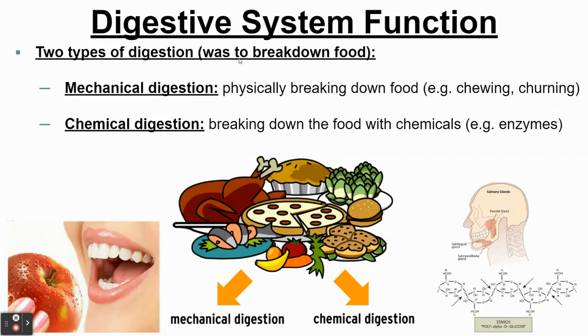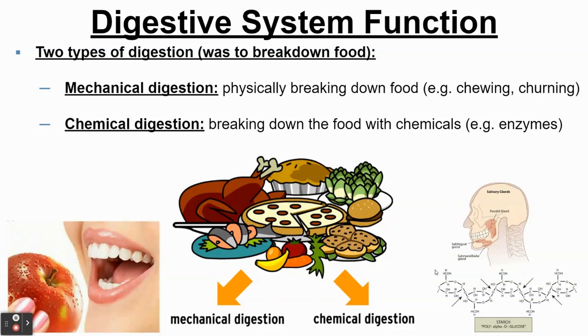In the digestive system, there's two types of digestion that you'll see. In other words, there's two ways to break down food. There's mechanical digestion, which is physically breaking down the food. So chewing with your teeth, churning in your stomach. So the strong muscles of your stomach crushing food. That's mechanical or also physical digestion. There's chemical digestion, which is when you break down food with chemicals. So there's enzymes in your body that help to break down food. There's also stomach acid, for example. So those are the two types of digestion we'll be focusing on as we go through the digestive system.